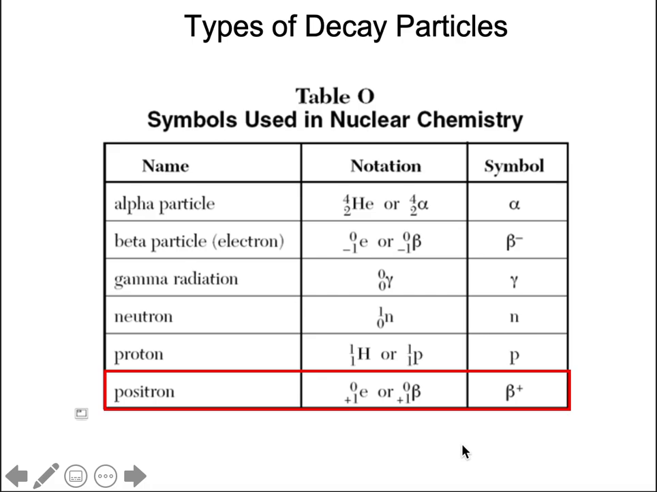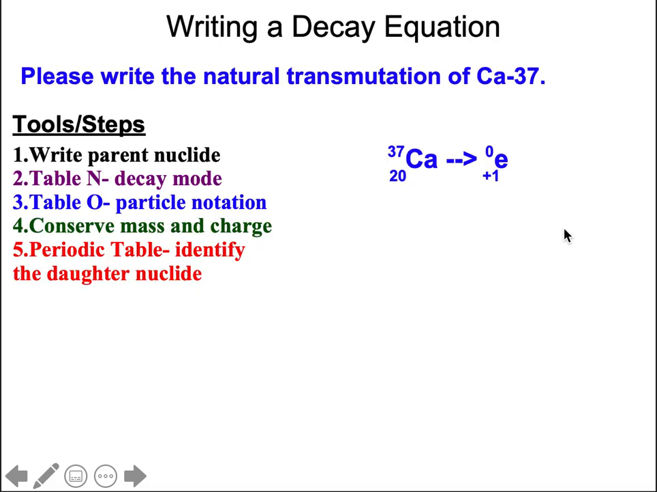Now, one key thing. See how there's this He-4-2 or alpha 4-2? You can write either one. It doesn't matter. So here you can either write it using an E or a beta symbol. Here you can either write the E or the positron symbol. Doesn't matter. So now we have a little bit more information, right? We know the parent nuclide. We know the decay mode. We know what that particle is.